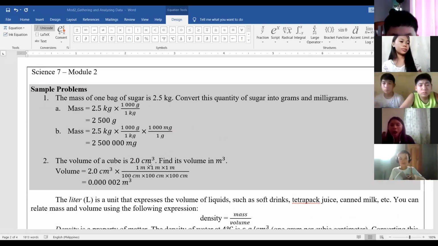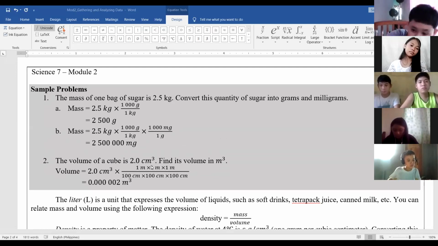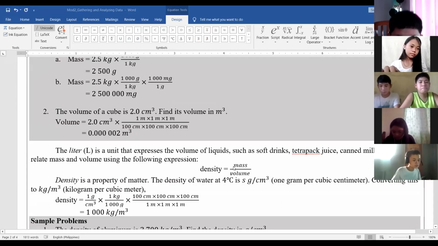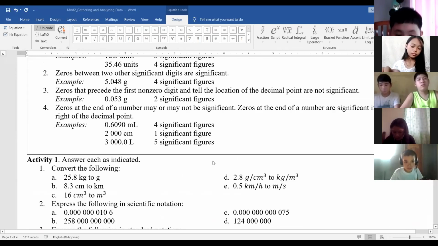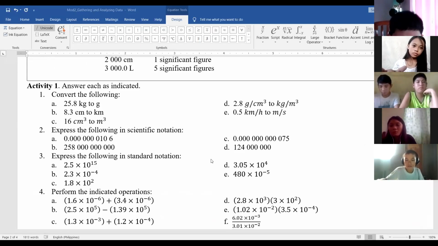Convert 2.0 cubic centimeters to cubic meters. When you talk about cubic cm, class, you multiply cm 3 times. When you talk about cubic meter, you multiply the meter 3 times. So we will do that one as well in the conversion. Let's try an example in the activity. You choose one item in the activity and we'll solve it. But later on, you can answer the other activities that follow here.